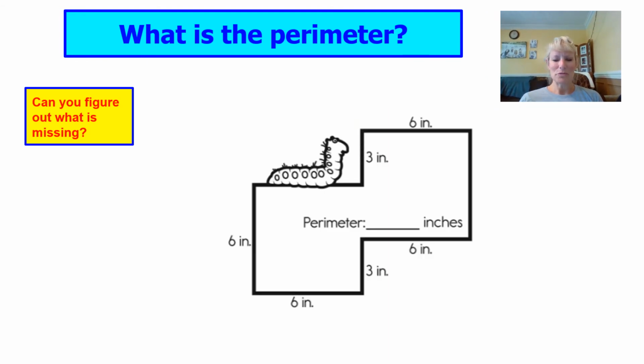All right, ooh, this one's tricky. Can you figure out what's missing? There are some missing sides. And can you figure out what the perimeter is?